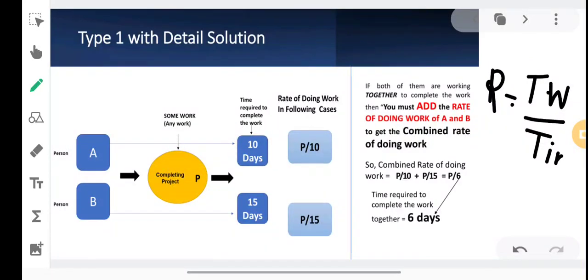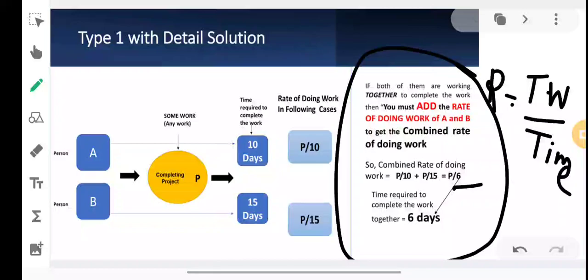Okay, so here this 6 gives us the time or days required to complete the work when A and B are working together. This is the detailed solution of the first type of problem. I'll tell you a shortcut trick which will be useful to get quick results, so that you don't need to follow all these methods. Let's go to the shortcut trick.